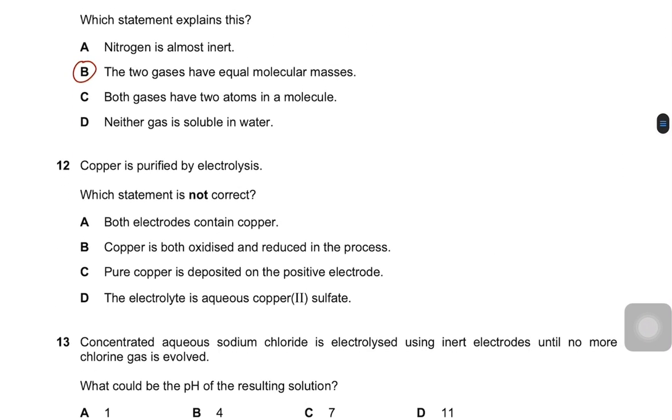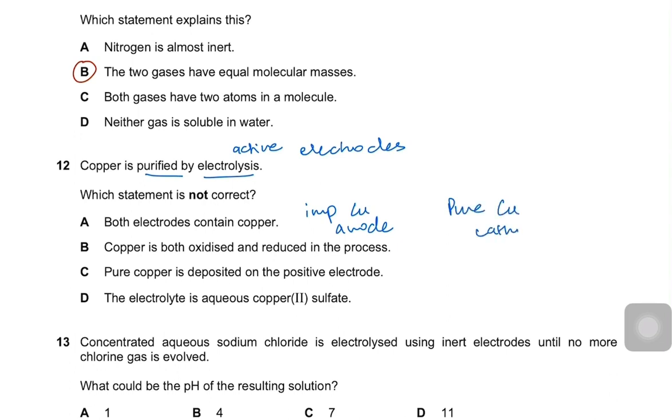Question 12 says copper is purified by electrolysis. Which statement is not correct? I want you to recall that purification by electrolysis requires active electrodes. In active electrodes, the cathode increases in mass and the anode decreases in mass. Let's see the options. It says both electrodes contain copper. Yes, that is true, because impure copper is made the anode and a small piece of pure copper is made the cathode. So A is indeed true.